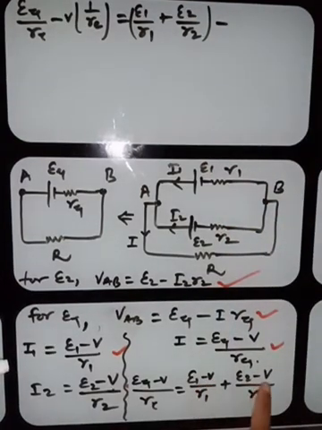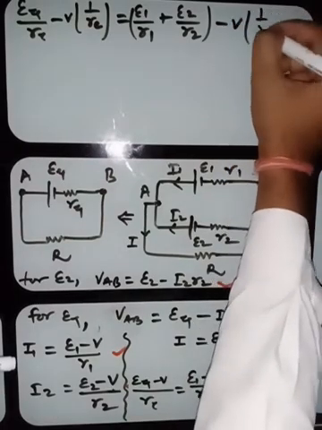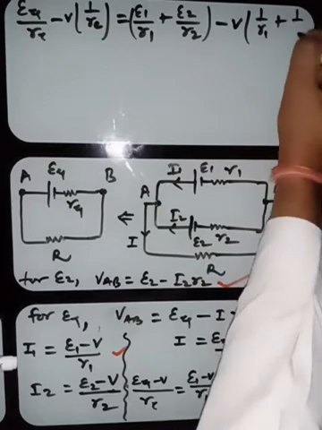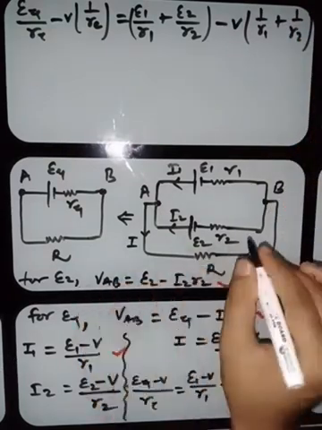minus, in both the equations, V by R1 minus V by R2. So minus will be taken. So it is V times 1 by R1 plus 1 by R2. Okay, I hope there is no confusion.